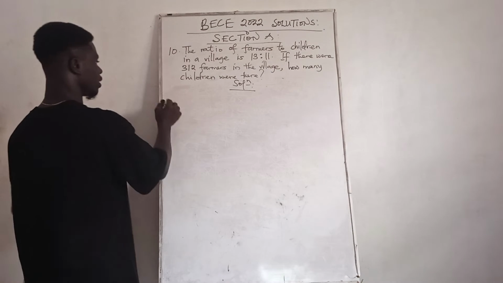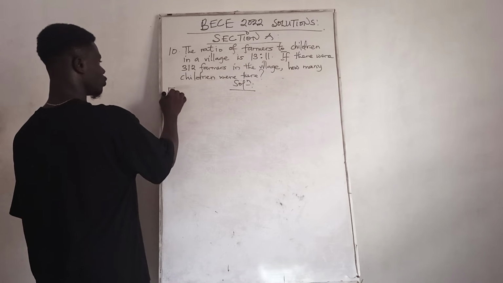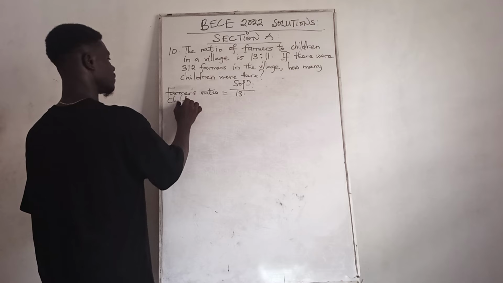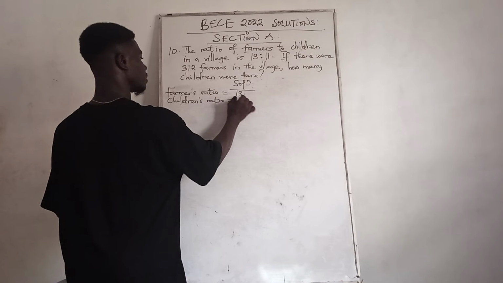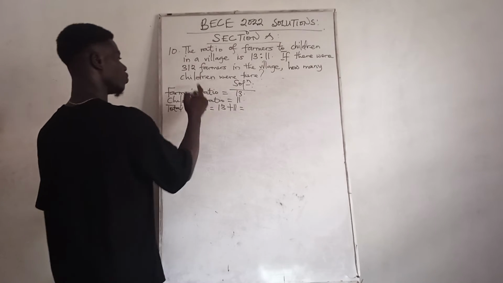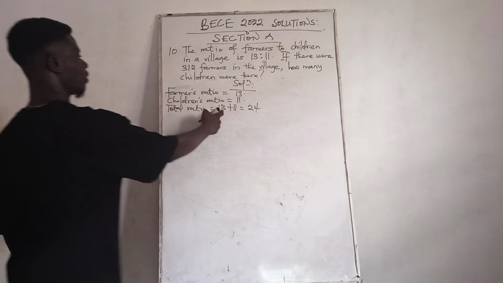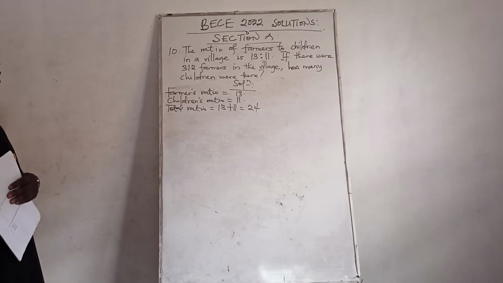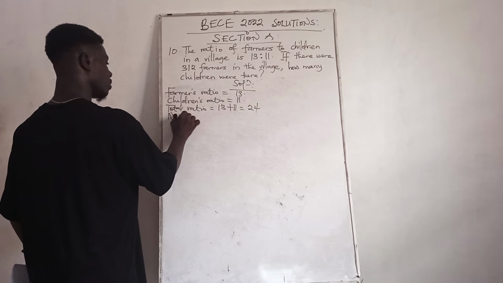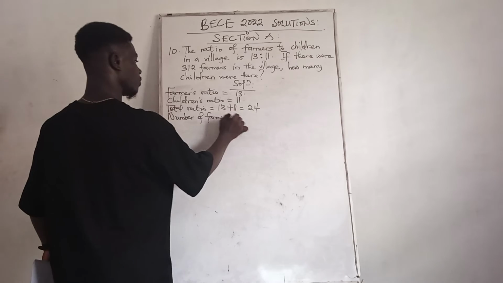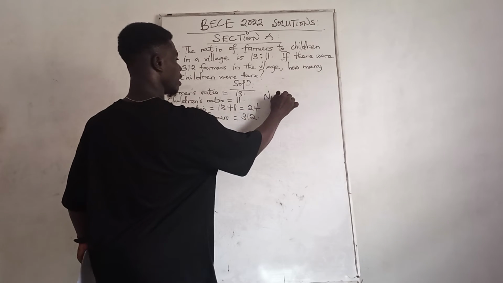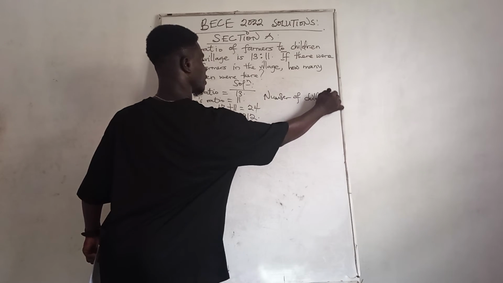So now let's see the ratio of farmers to children. Farmers ratio, which is what? 13. Then children's ratio, which is what? 11. So now we can find our total ratio here. Our total ratio will be 13 plus 11, which we get 24, right? 3 plus 1, we get 4, then 1 plus 1, we get 2, right? Then now, they've given us the number of farmers in the village, which is 312. Now, we don't know the number of children, which is, let's say, y here.